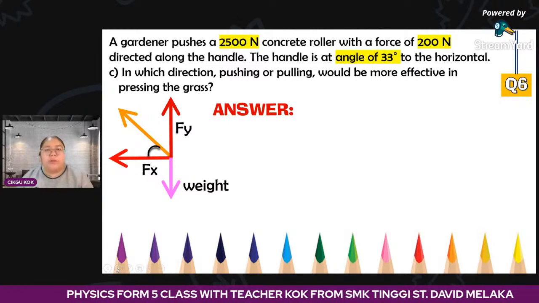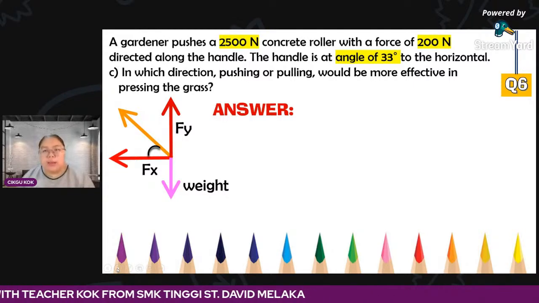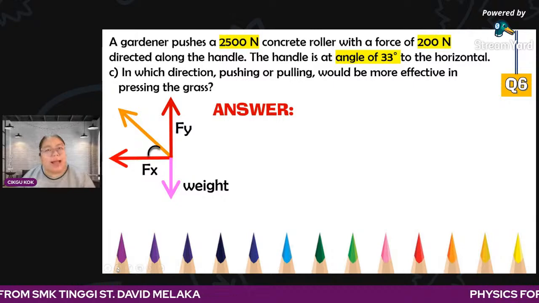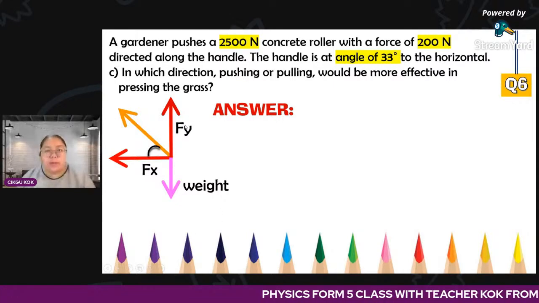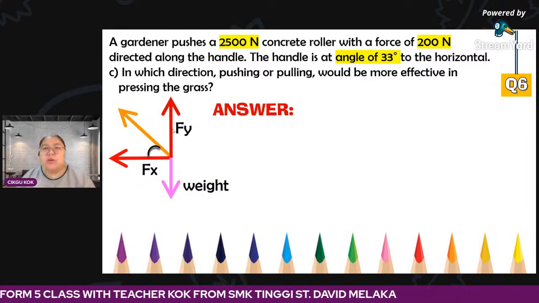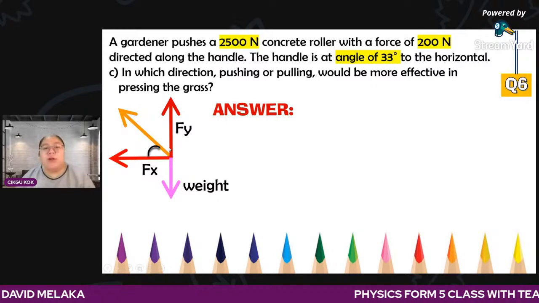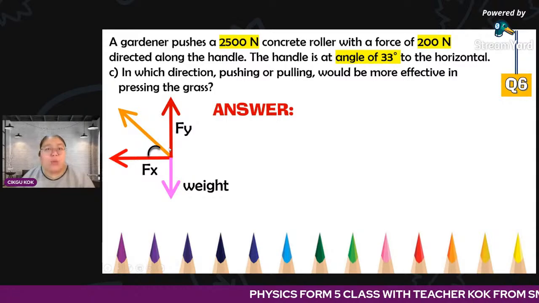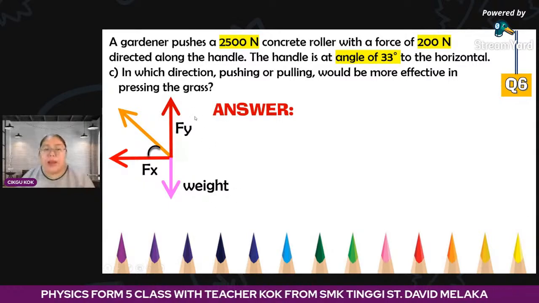In which direction, pushing or pulling, would be more effective in pressing the glass? Okay, which one is better? Pushing or pulling? You want to press the glass. What's the difference? Pulling, the Fy is up. Pushing, the Fy is down. Now you want to press the glass. So better sure is pushing, is it? If you want to take the luggage, we want to pull because you want to reduce the force acting downwards. You want the luggage lighter. So you need to use the weight minus Fy.